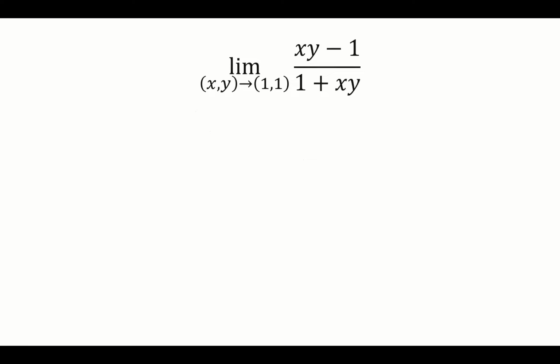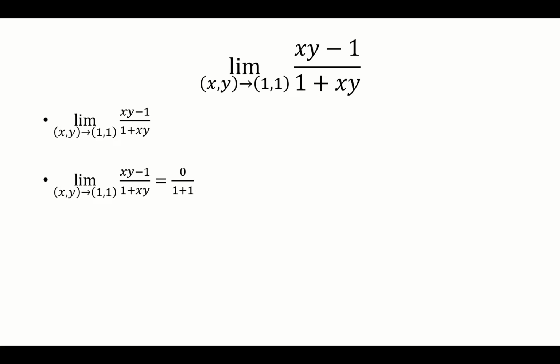We'll be looking at multivariable calculus limits. Let's start with our first limit. The limit is x and y approach 1, 1 of xy minus 1 over 1 plus xy. We plug in 1 for x and y and get 0 over 1 plus 1, and so the limit is 0.